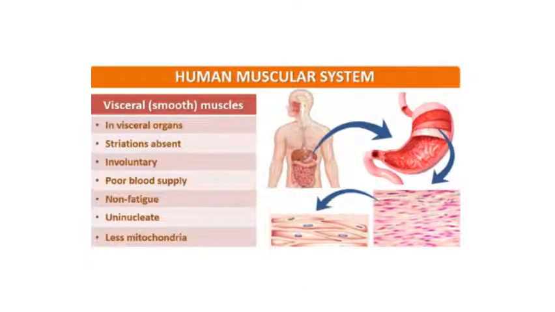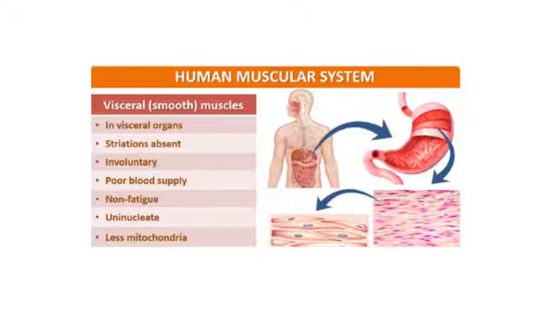Then we have the smooth muscles or the visceral muscles. So as the name says, they are generally found in visceral organs. Here we don't see the striations that we see in the skeletal muscles. They are involuntary. That means they are not in our control.